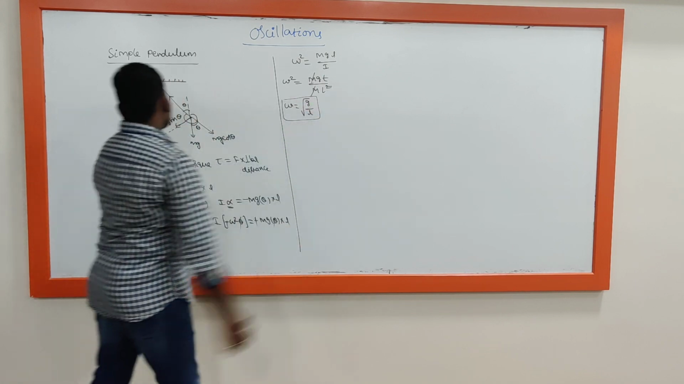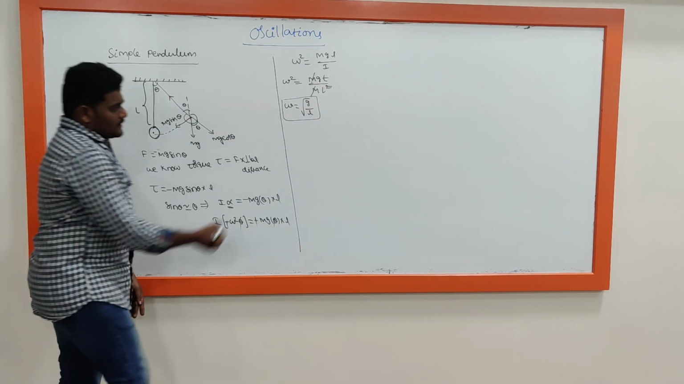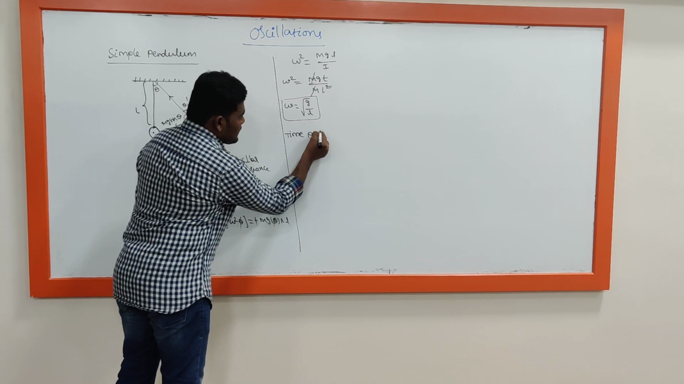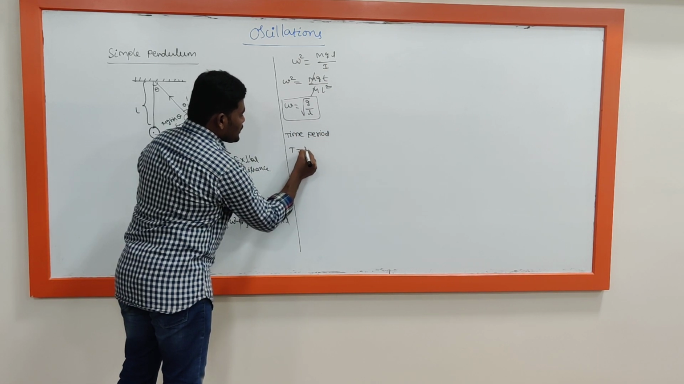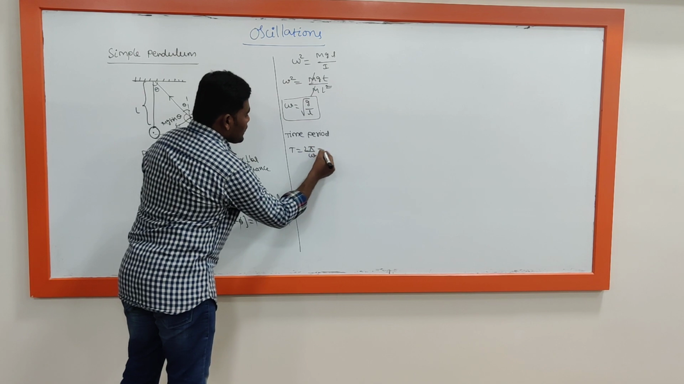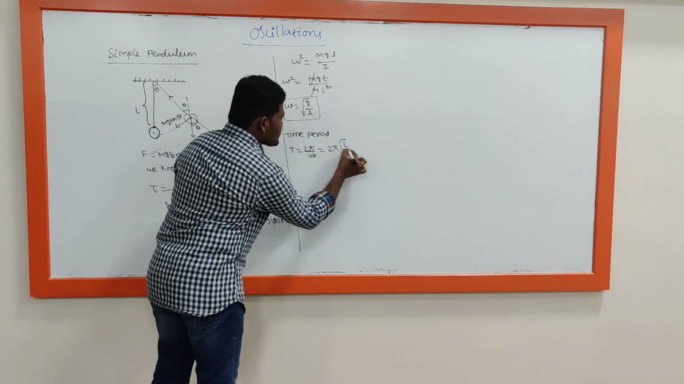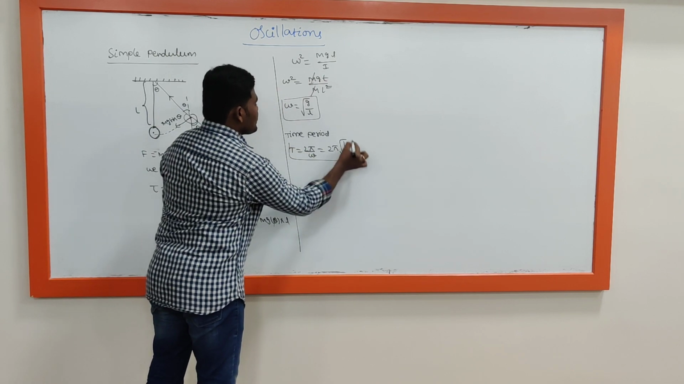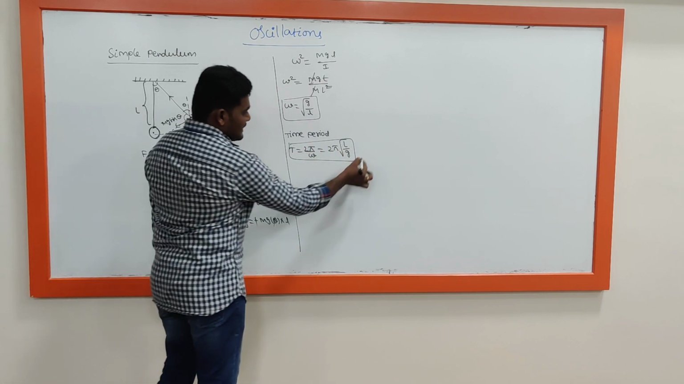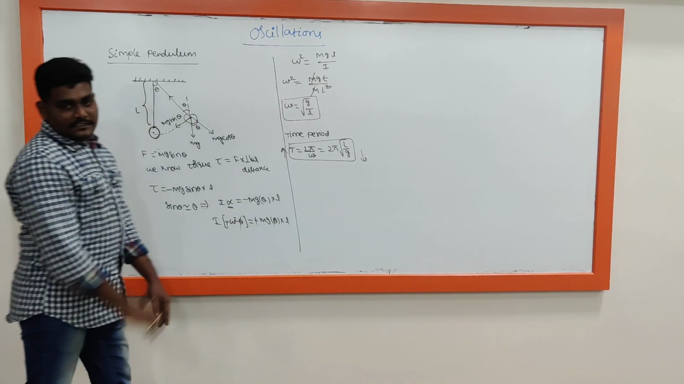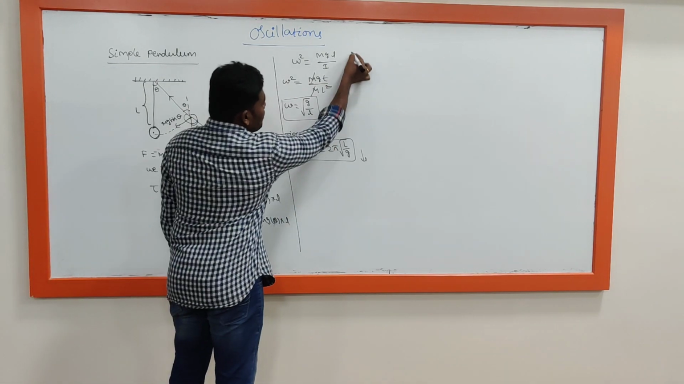The simple pendulum is useful to measure the time period. Then you can find time period. Time period T equal to, we know, 2 pi by omega. Then if we substitute omega here, you get time period T equal to 2 pi square root of L by g. So if g decreases, then time period of the pendulum will increase. Here are few applications.